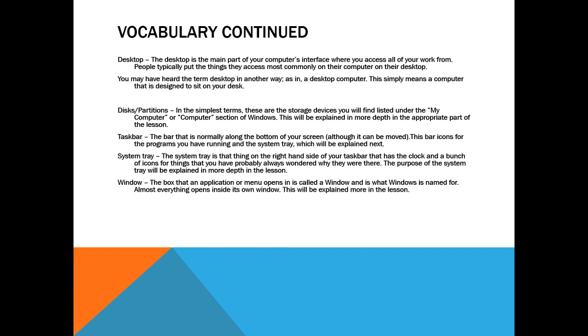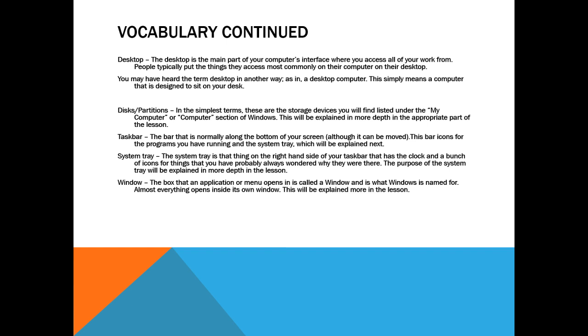Disks or partitions, in the simplest terms, are the storage devices that you're going to see listed under the computer section of Windows Explorer. Now there's a whole section dedicated to disks and partitions and what it all means. So if you're confused by that one, don't worry too much for now. You'll understand it a lot more once you get to that section of the lesson.